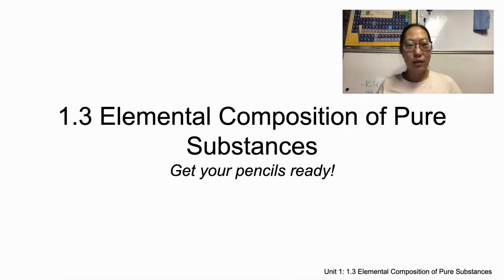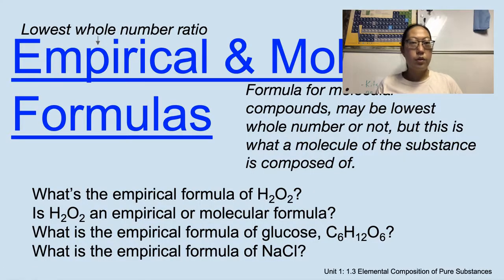Okay, so we're going to go into 1.3 now, which is the elemental composition of pure substances, basically empirical and molecular formulas. Empirical formulas are the lowest whole number ratio. Molecular formulas are not necessarily the lowest whole number ratio. It could be, but the molecular formula actually shows what the molecules in the substance look like, the formula of the molecules. So for example, what's the empirical formula of H2O2?